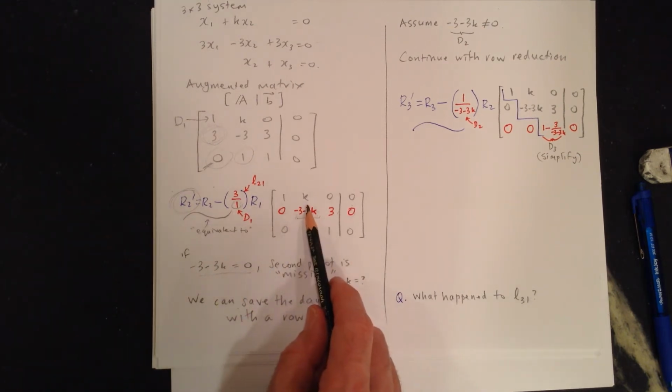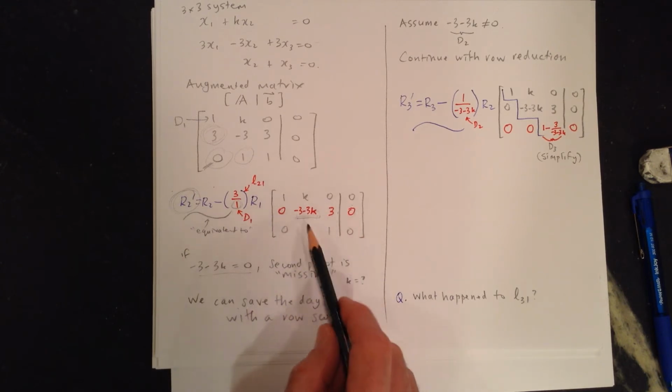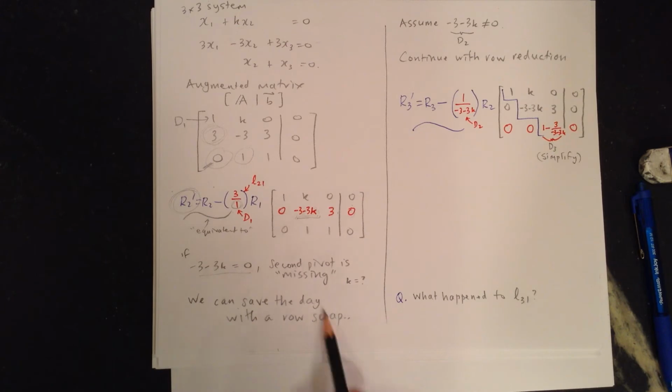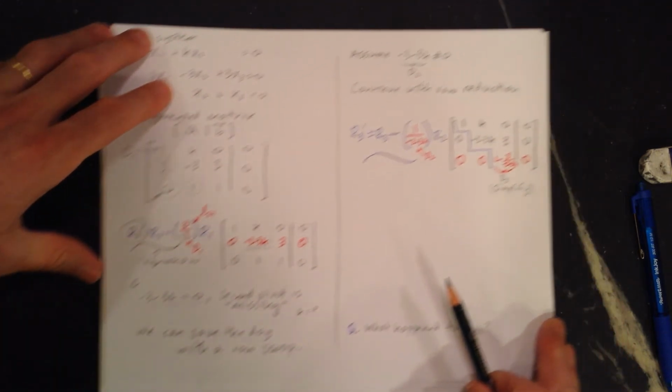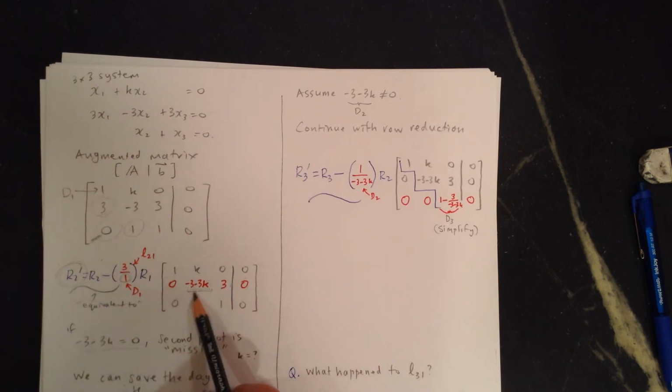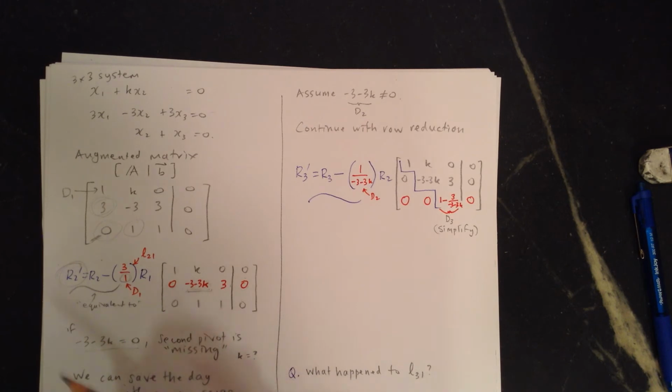Then this is 0, meaning this is 0. So 0, 0, 3, 0, and then 0, 1, 1, 0. What you can see is you can save the day with a row swap. And then you'll see you have 3 pivots. So that's your argument there. Now, let's assume that this is not 0. It's fine if it's 0, because we end up with 3 pivots, you just have to do a row swap. Let's not do the row swap. Let's say k is not whatever this special value is.